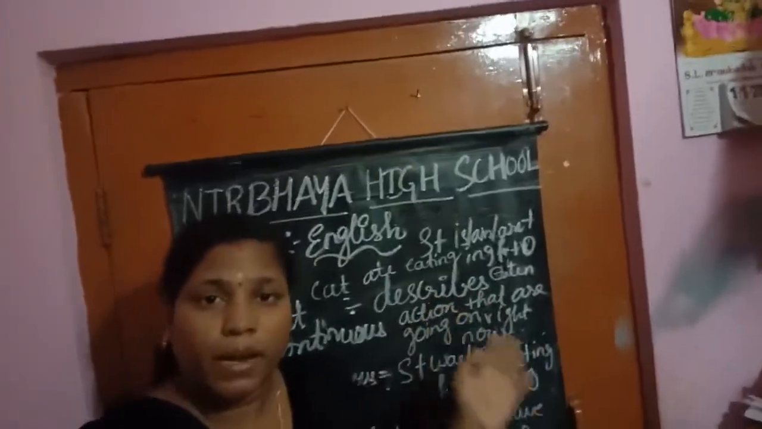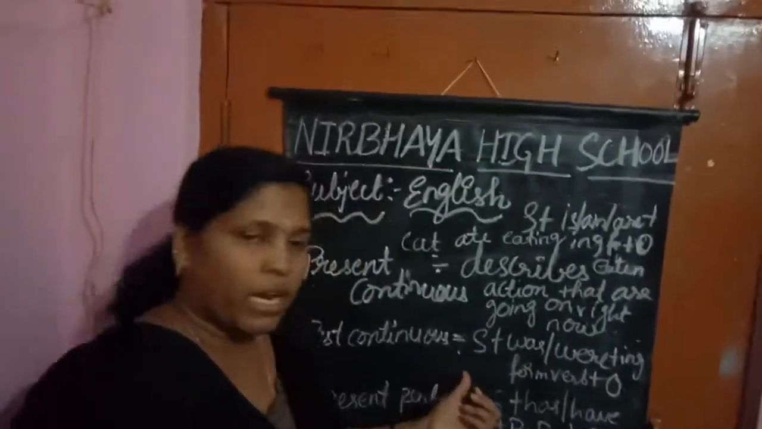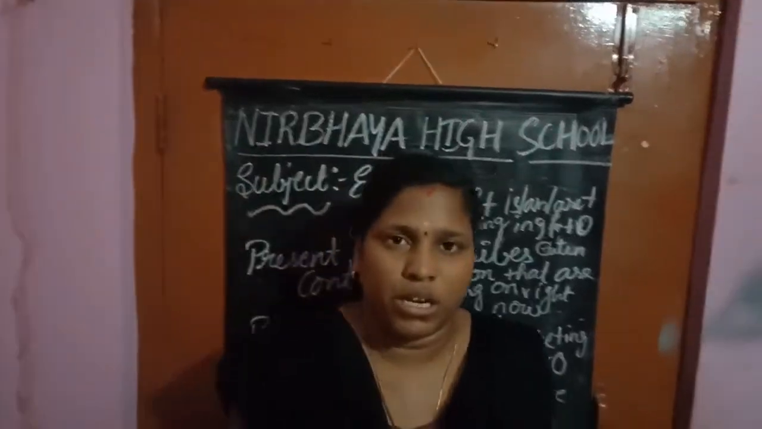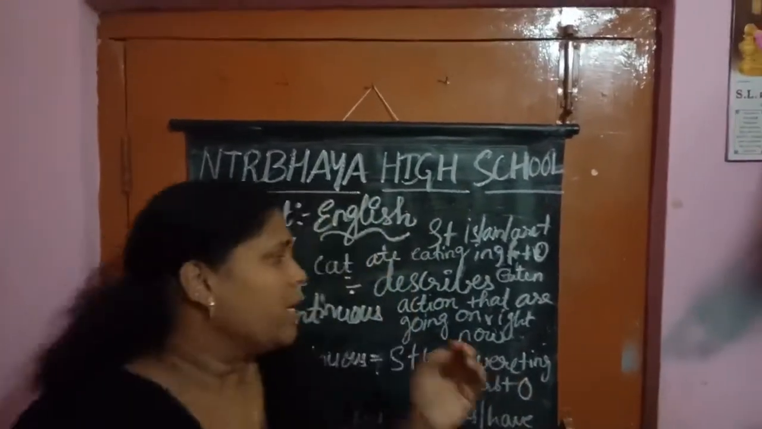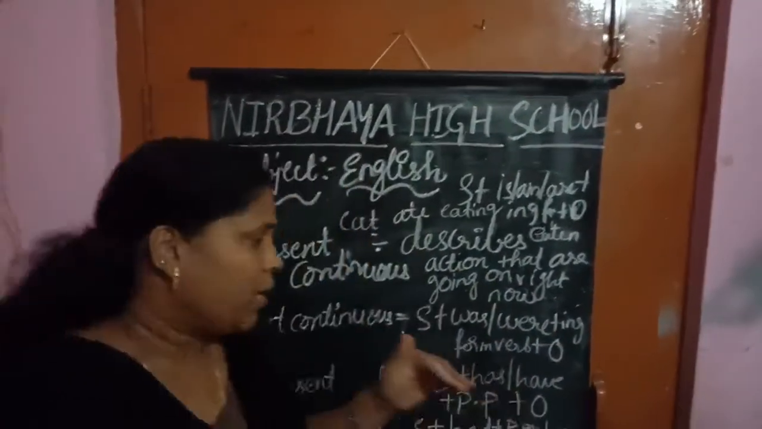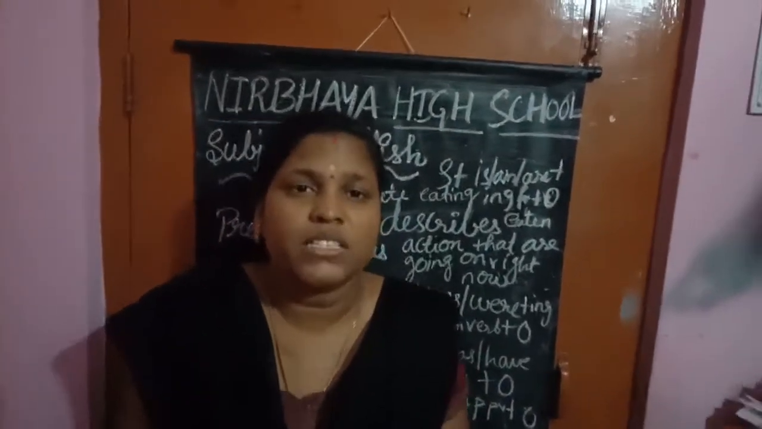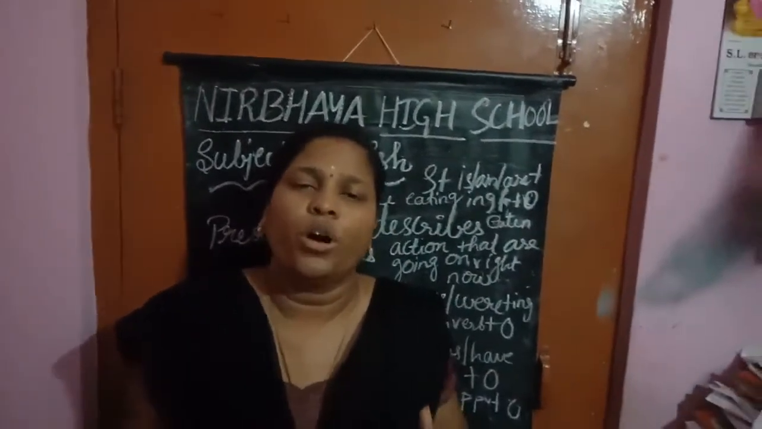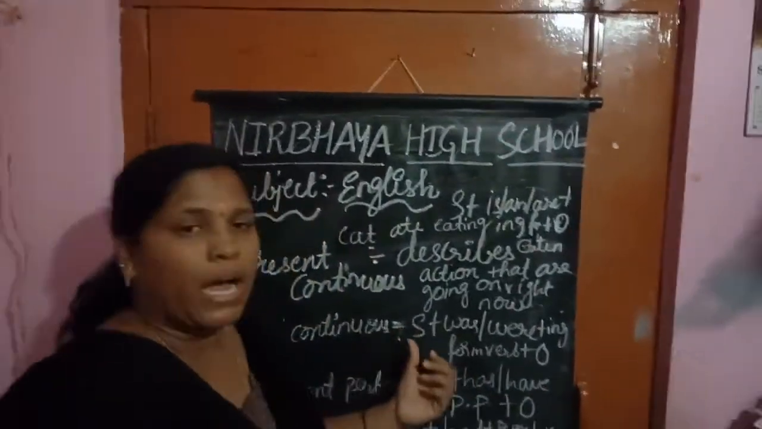Okay, they were playing. Understood, everyone? See here, present continuous and past continuous. Present continuous describes the action which is going on right now. Past continuous describes what was done yesterday or what was done at this time. Understood, children? This is about past continuous.